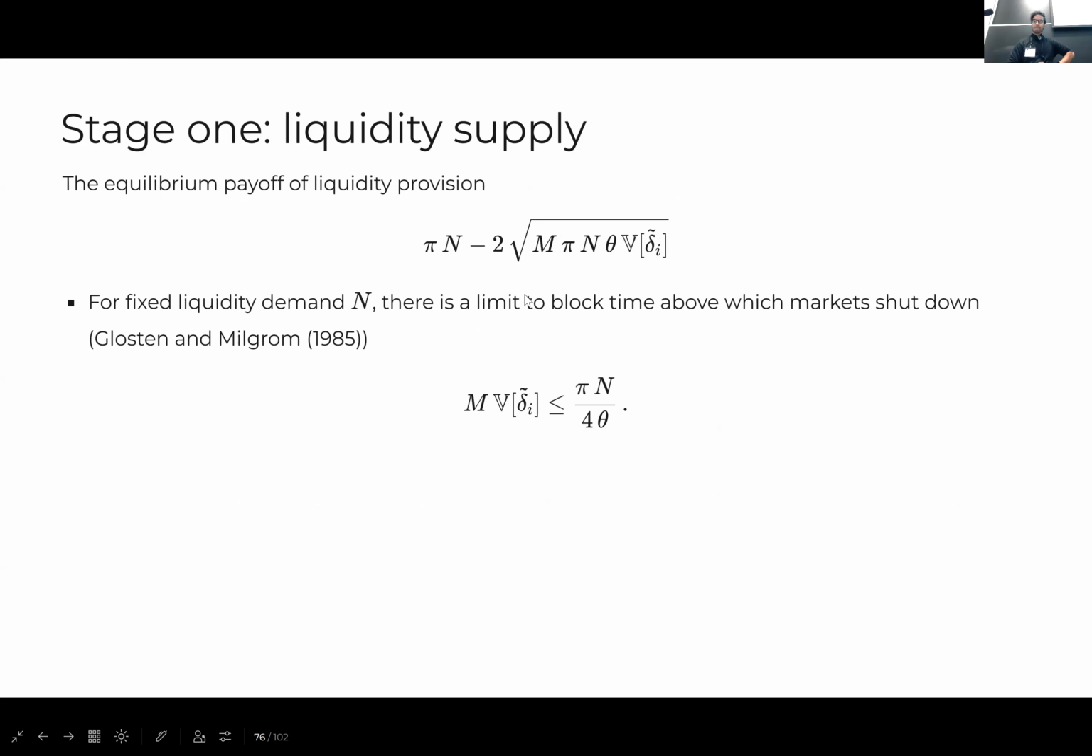I will skip all of this. And that comes back to your question, Patrick. When you fix the number of informed traders, when you don't allow that number to go to infinity, then there is a level for the variance of trading signals. If you remember, I told you that the variance of trading signals is related to block time. The longer the block time is, the more variance you have in the signals. And we have a result that shows that block time has some kind of threshold beyond which markets completely shut down.